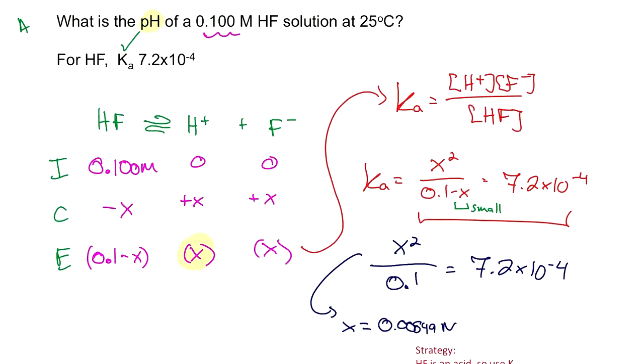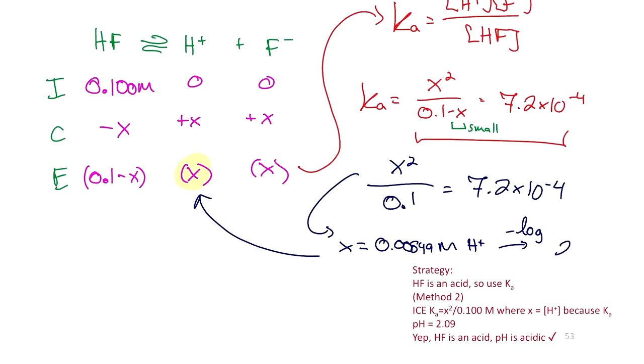When you solve for X, we get that X is equal to 0.00849 molarity, but it's the molarity of what? H plus. How do we know that it's the molarity of H plus? That's what it says in the ICE table, or you can think I used a Ka value. Acid means we produce H plus. So that X value is the H plus concentration. Go ahead, take the negative log of that, and you get a pH of 2.09.